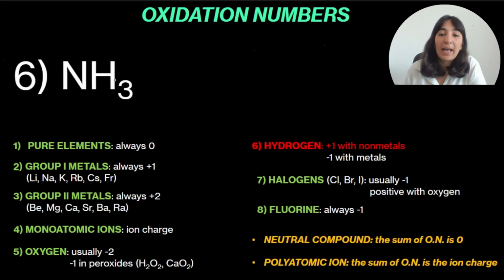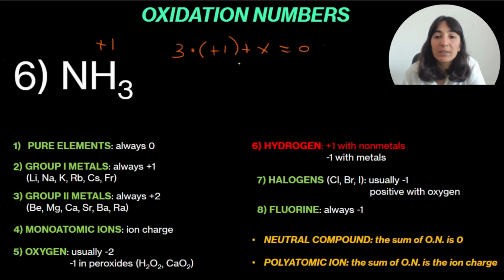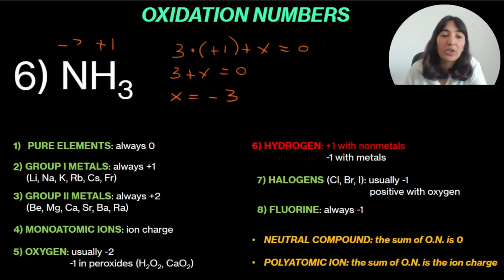And now NH3. We have that nitrogen is a non-metal, and this means that the oxidation number for hydrogen is +1 here, and now we have to find the oxidation number of nitrogen. We write our equation: 3, because we have 3 hydrogen atoms, times the oxidation number of hydrogen, +1, plus x, which is the oxidation number for nitrogen, equals 0. We solve for x, 3 plus x equals 0, x equals -3, which is the oxidation number of nitrogen, okay?